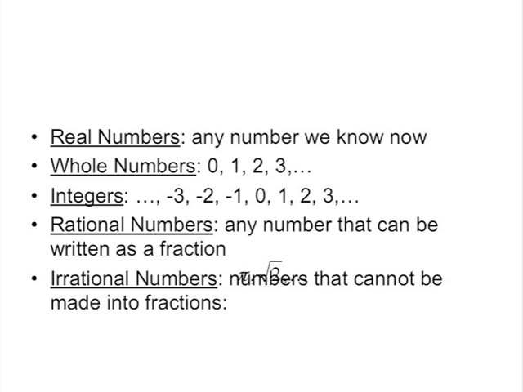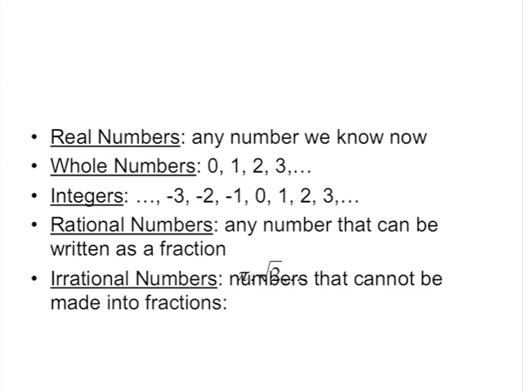Our whole numbers start at 0 and then count up. They do not have decimals or fractions. They do not include negatives. The integers expand that to include negatives, but still no decimals or fractions.